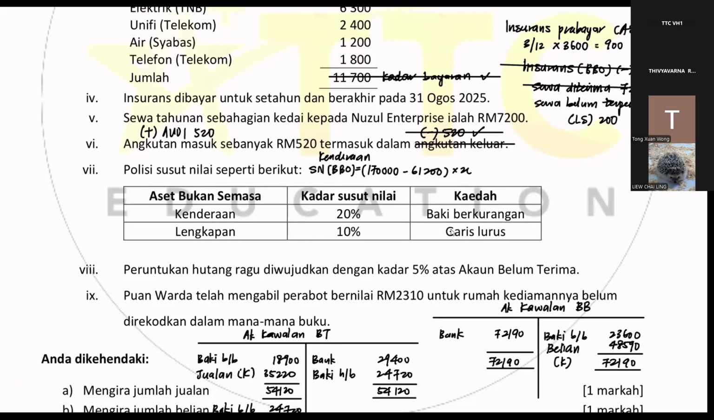That only times 20%. And then we will get 21,760. And continue to calculate SNT to minus ABS. 61,200, the original SNT, with this year's susut nilai 21,760, then we will get 82,960. Continue for lengkapan.